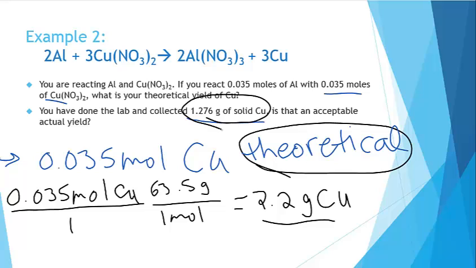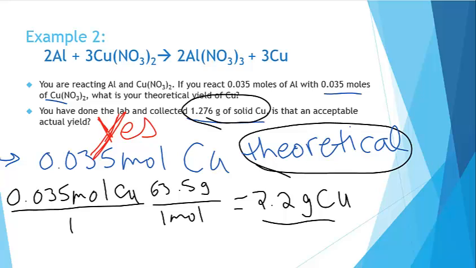Is that acceptable? You lost almost a gram. I guess that would be acceptable. That's kind of a lot to lose. But yes, I would say the answer would be yes, that would be acceptable. Okay? Because you didn't make more than you predicted, and we always predict that we'll lose some of it. So yes, that would be an acceptable actual yield.